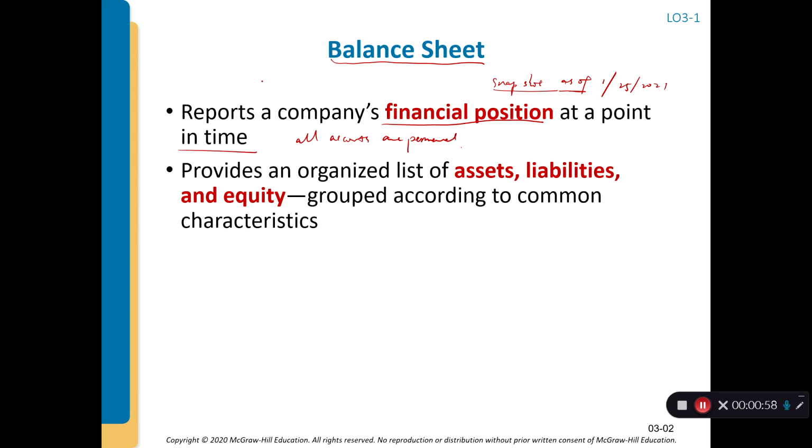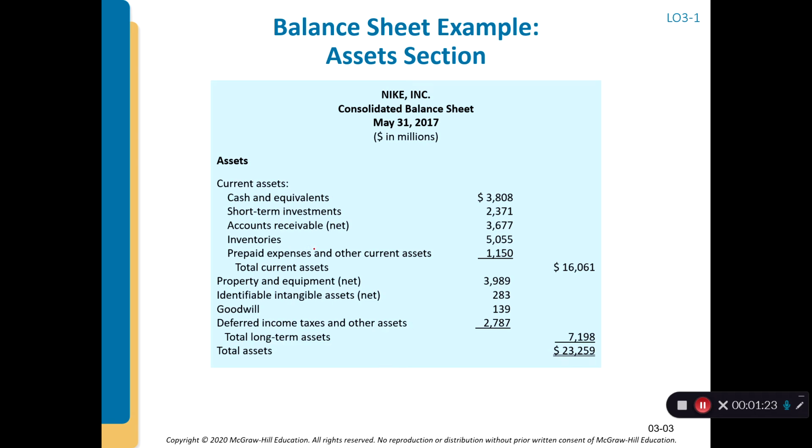Unlike the income statement, which is like a story, like a movie. It has a beginning and an ending, right? And the financial position is as of that day. It's like a photo of what this company looks like, right? And it provides an organized list of the assets, liabilities, and equity, grouped according to common characteristics.